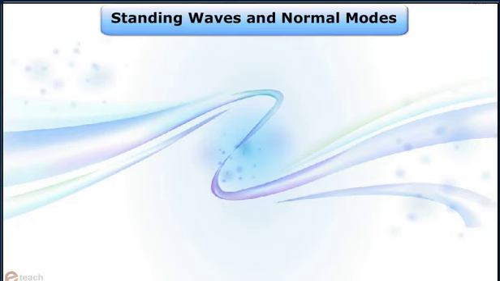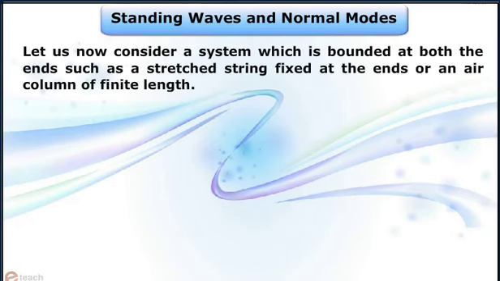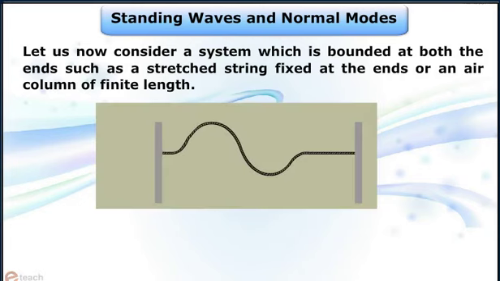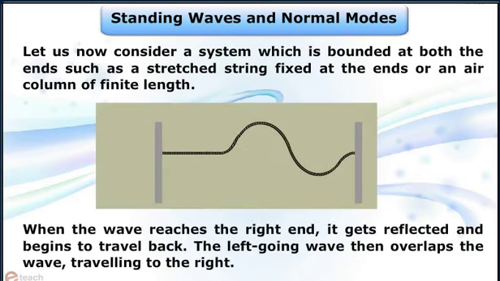Waves and normal modes. Let us now consider a system which is bounded at both the ends, such as a stretched string fixed at the ends or an air column of finite length. When the wave reaches the right end, it gets reflected and begins to travel back. The left-going wave then overlaps the wave traveling to the right.